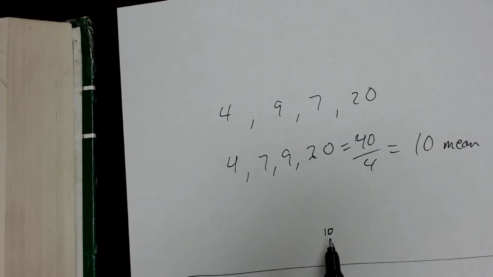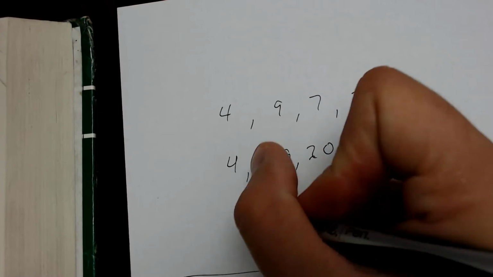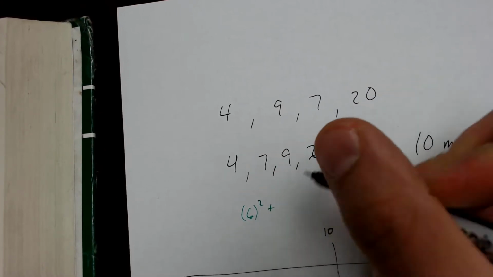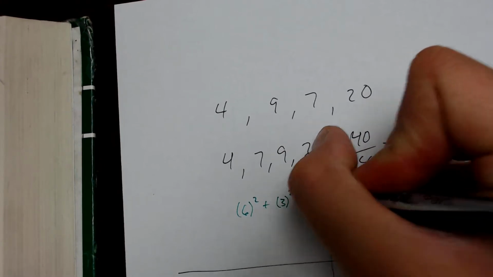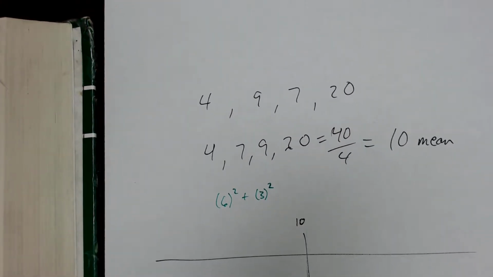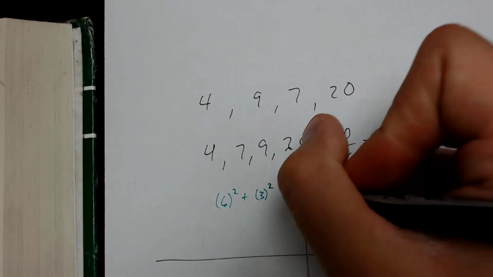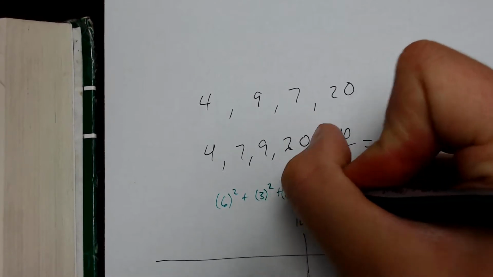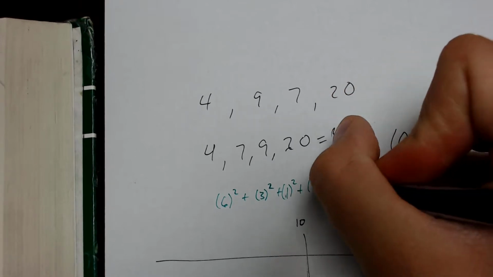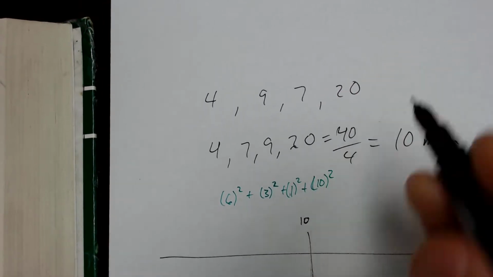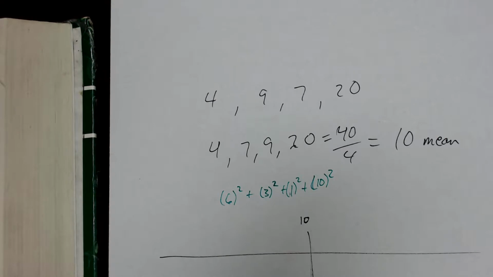For variance, I take the mean of 10 and subtract 4. I get 6. I'm going to square it, and add it to the distance of 10 minus 7, which is 3 squared. Again, these are absolute value distances. I'm not worried about positives or negatives because everything's getting squared anyway. From there, 10 minus 9 is 1, so add 1 squared. And then 10 minus 20 is 10 squared, because I'm doing absolute value. I don't care if it's a negative 10. It's going to get squared anyway.